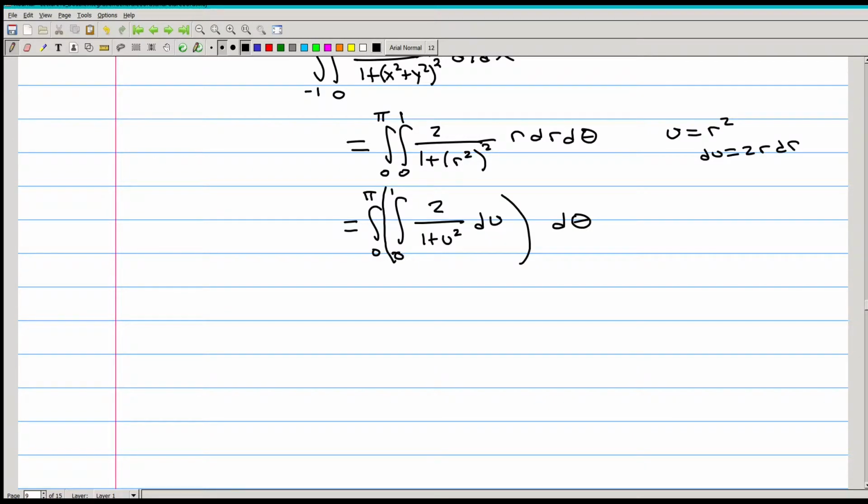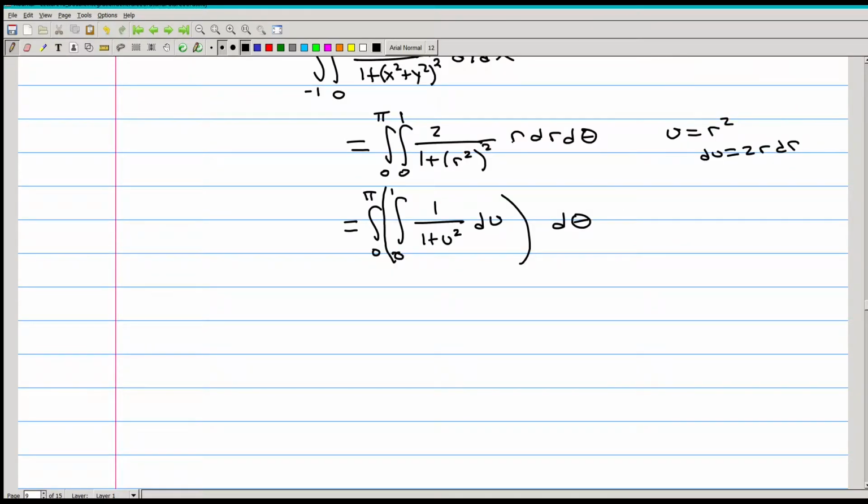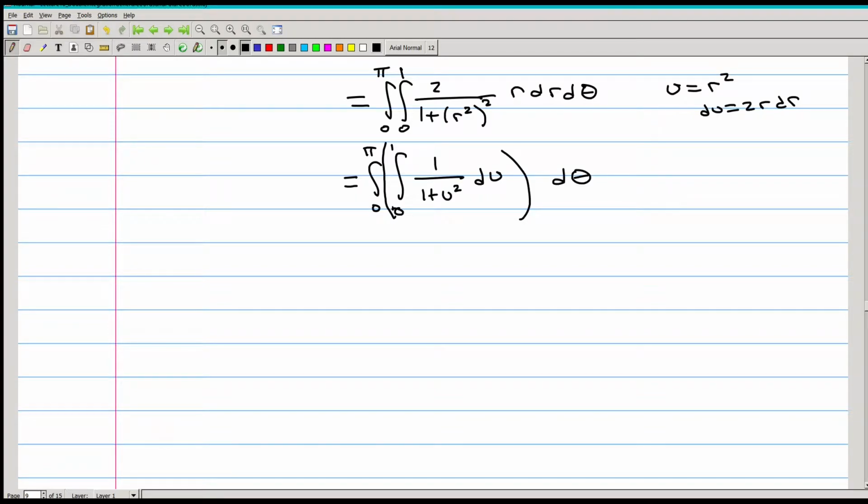And from your Calculus 2 class, you'll recognize this immediately, and also this 2 here goes away because of the integration by substitution here. You have 2r dr, which is the same thing as du. But you'll immediately recognize this integral as the arctangent: the antiderivative of 1 over 1 plus u squared with respect to u is the arctangent function.